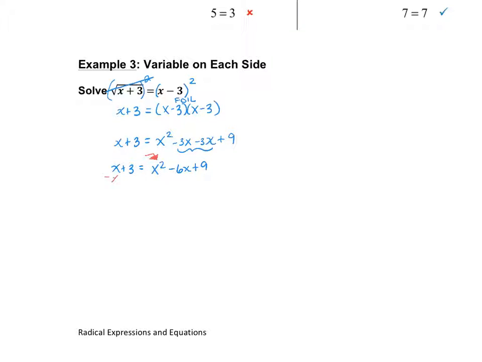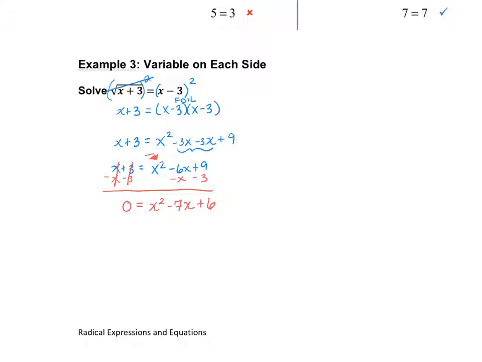So I'm going to move the x. And I'm also going to end up needing to subtract 3. If it doesn't confuse you, you can do both at the same time. That was to cancel both of those. So I have 0 equals x squared minus 7x plus 6.